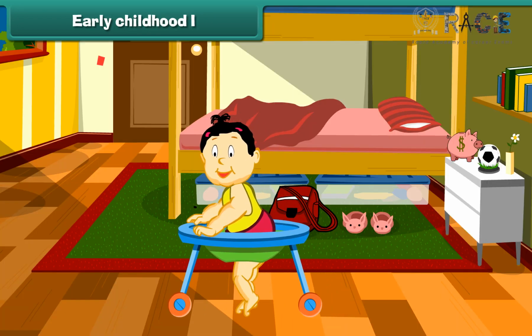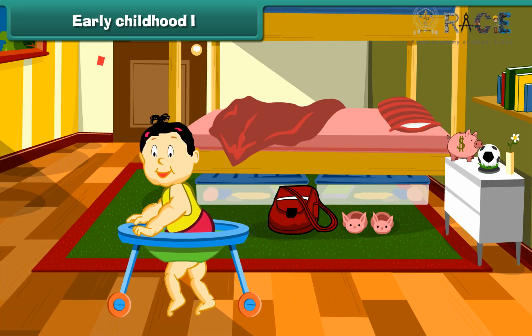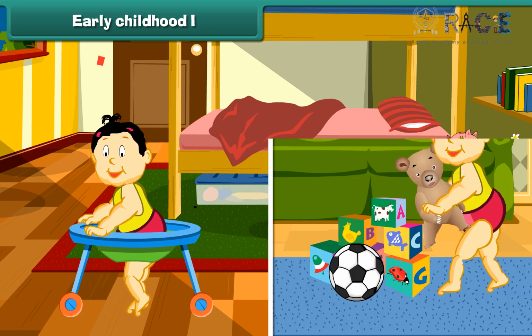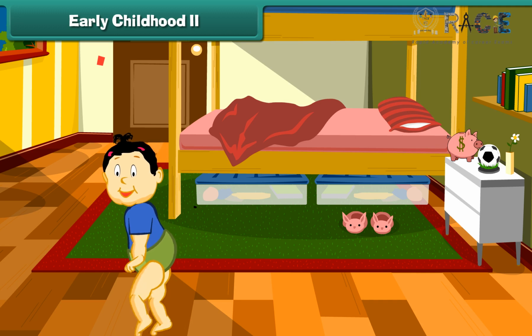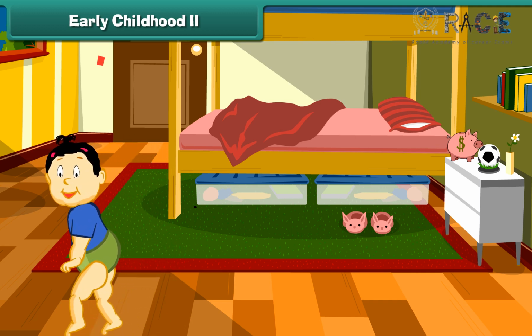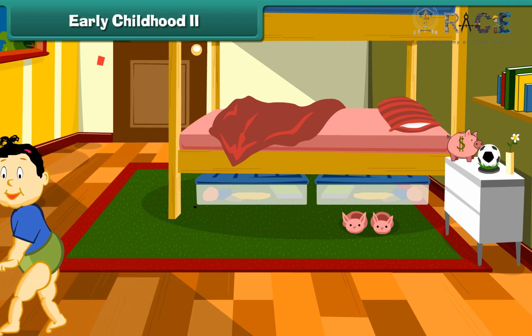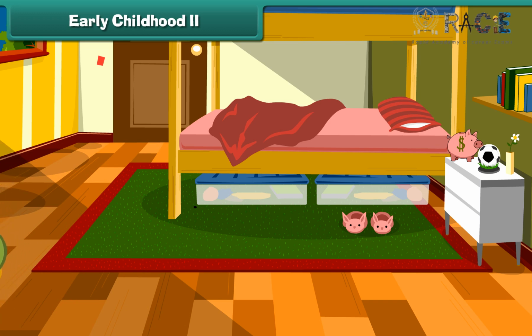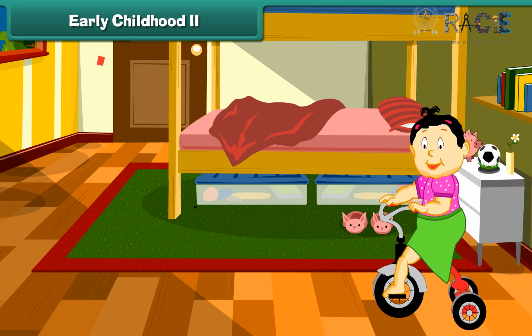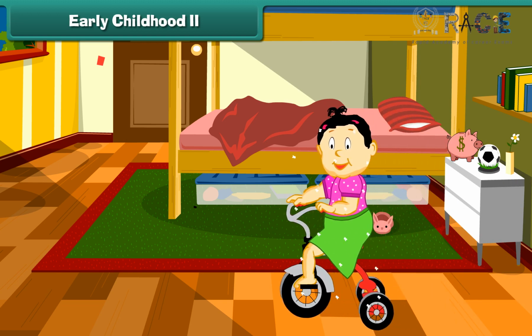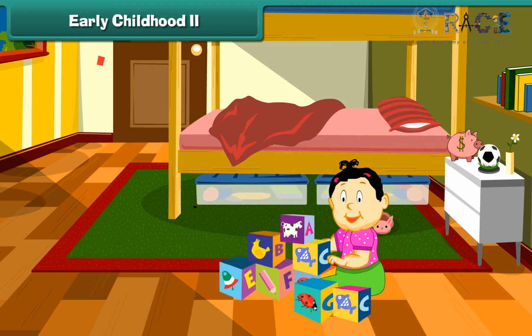Look, she can now walk with the help of some support. She can now play with her toys. Now Moni has grown up. You can see that she can walk easily without any help or support. Here you can see that she is riding on a tricycle. She is happy. She can make a tower of blocks. It is her early childhood stage.